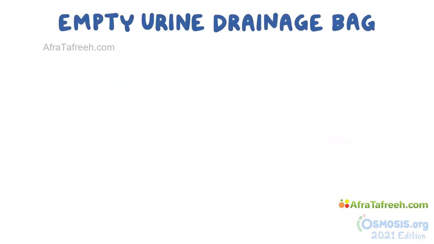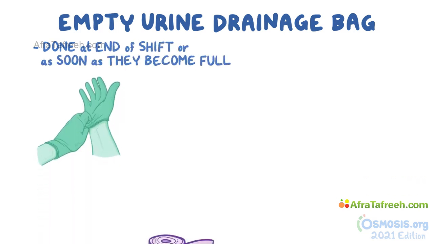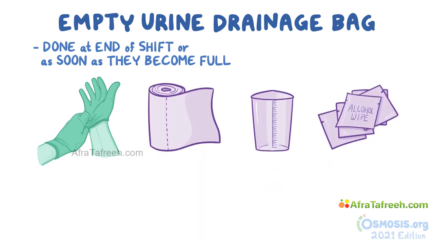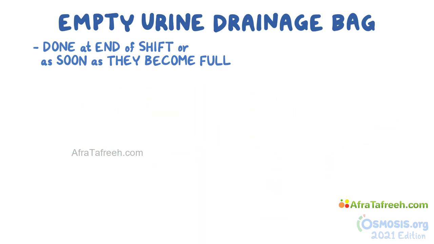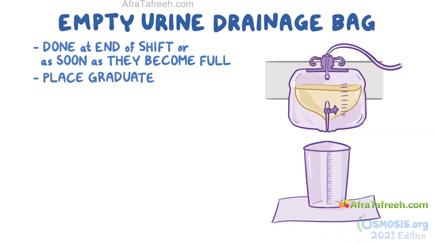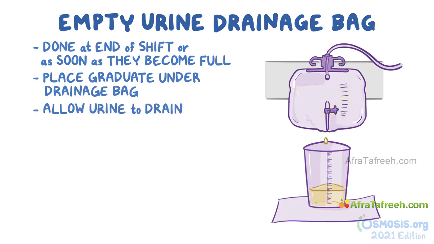You might be asked to empty a urine drainage bag. This must be done routinely, at the end of every shift or as soon as they become full. For this procedure, you'll need gloves, paper towels, a graduate, and alcohol wipes. Start by putting on the gloves. Place the graduate on the floor underneath the urine drainage bag. Unhook the drainage bag emptying spout from its holder and unclamp it, allowing the urine to drain into the graduate.